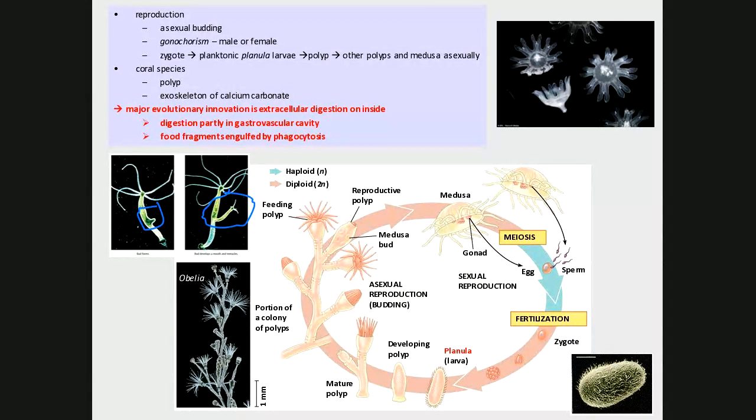extracellular digestion, like the fungi, but it occurs on the inside with the cnidarians. The digestion occurs in the gastrovascular cavity, right? So it's much more efficient because inside that cavity the food is concentrated. So it's just an efficient way to absorb food particles through phagocytosis if you've got them all trapped inside of this little gastrovascular cavity.